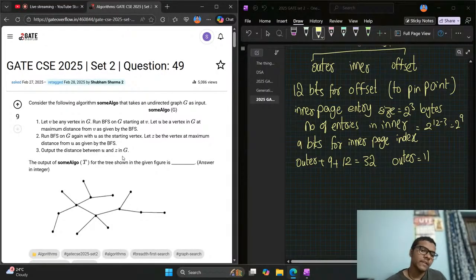Take any vertex V in graph G, and run BFS in G starting at vertex V. Let U be a vertex in G at maximum distance from V given by the BFS. Run BFS on G again with U as the starting vertex. Let Z be the vertex at maximum distance from U. Output distance between U and Z in G.